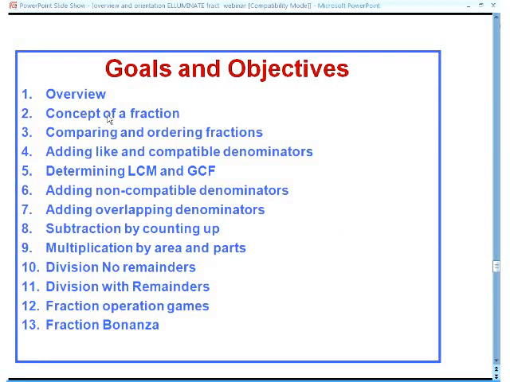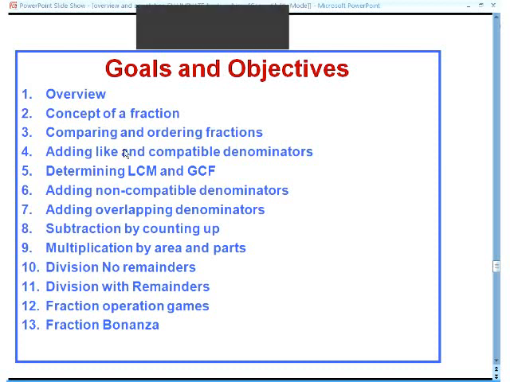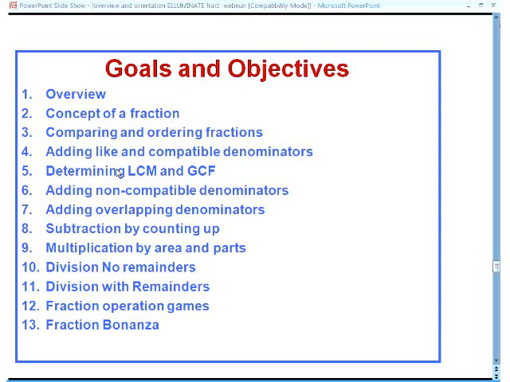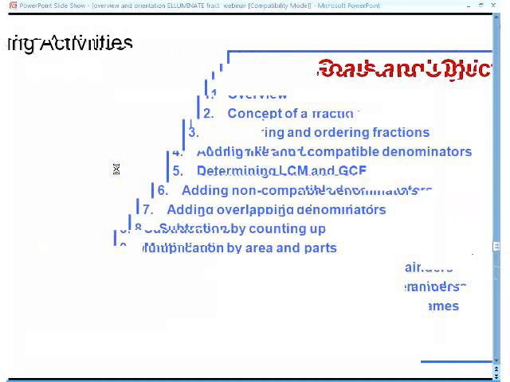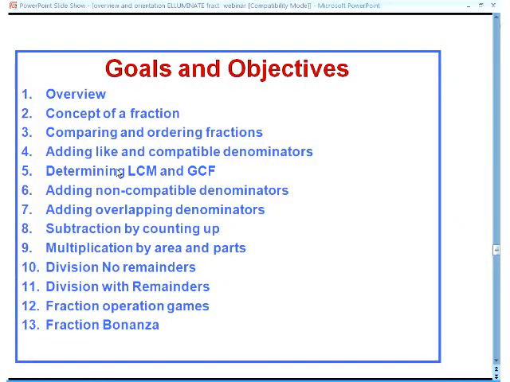We're going to go through the concept of a fraction and how kids discover what the denominator and numerator is. We're going to compare and order fractions. We're going to add fractions with like denominators and compatible denominators. You'll see a lot more of what that means in a little bit. We'll see a discovery way to find LCMs and GCFs. We'll continue with addition. We'll do a little bit of subtraction by counting up, and then we'll look at multiplication, a little bit of division, and if I have time, we'll do some operation games, and then we'll do a little closure.